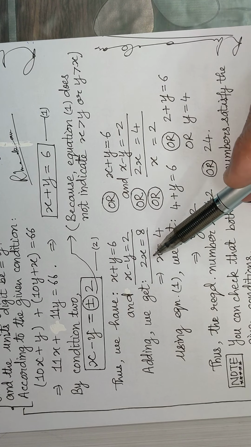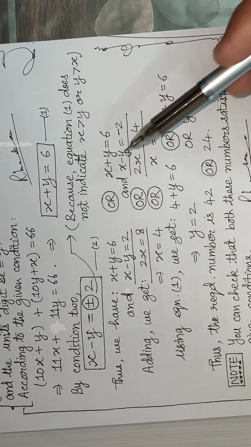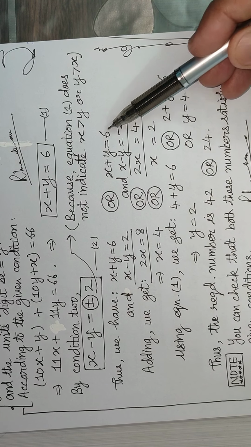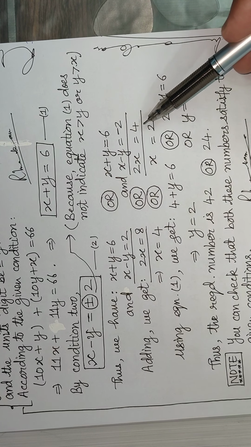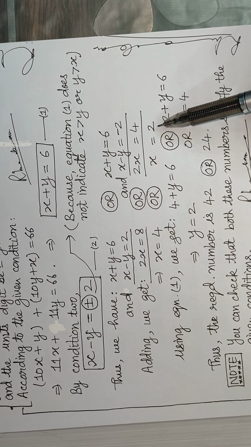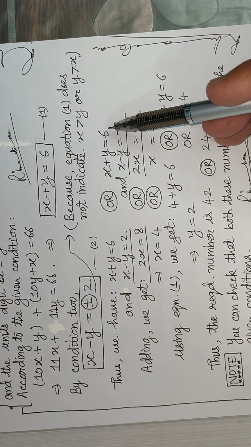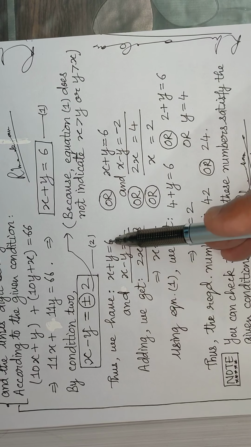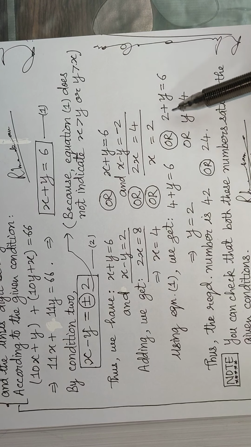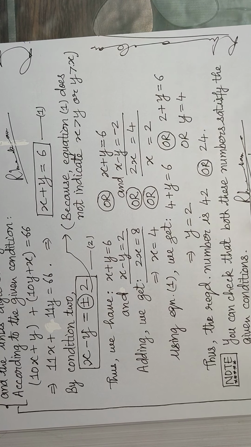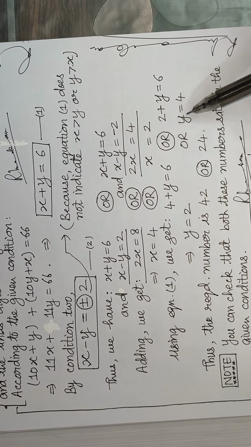x plus x is 2x, 6 plus 2 is 8, and here again y and minus y get cancelled. 2x is equal to 6 and minus 2, when added, gives us 4. So either we have x equal to 4 or x equal to 2. Putting the values of x in the first equation, we get 4 plus y equal to 6 or 2 plus y equal to 6. So we get y is equal to 2 or y is equal to 4.